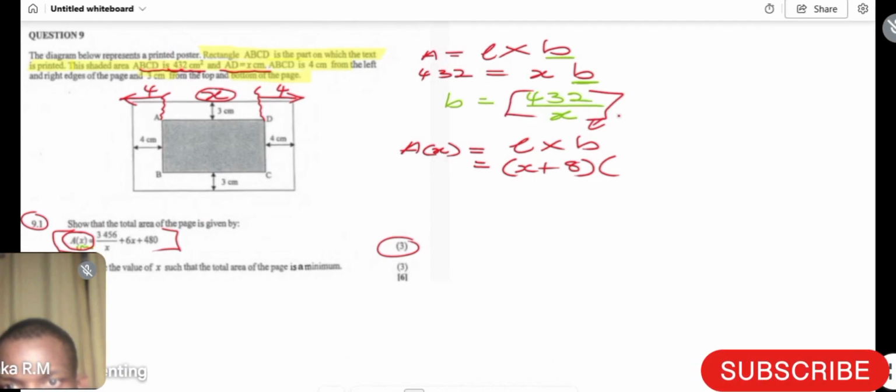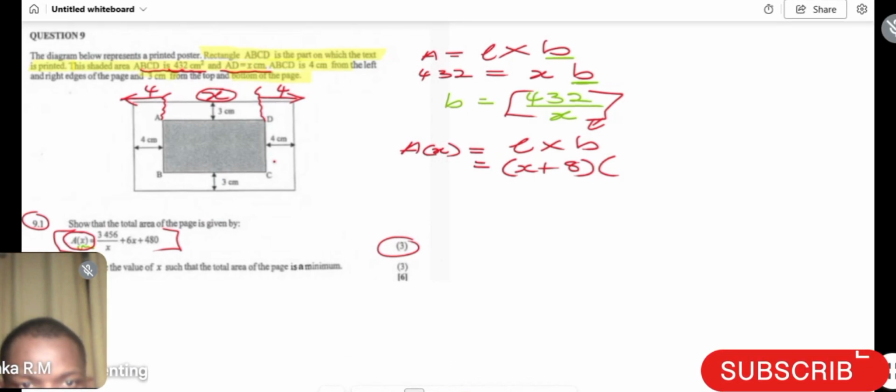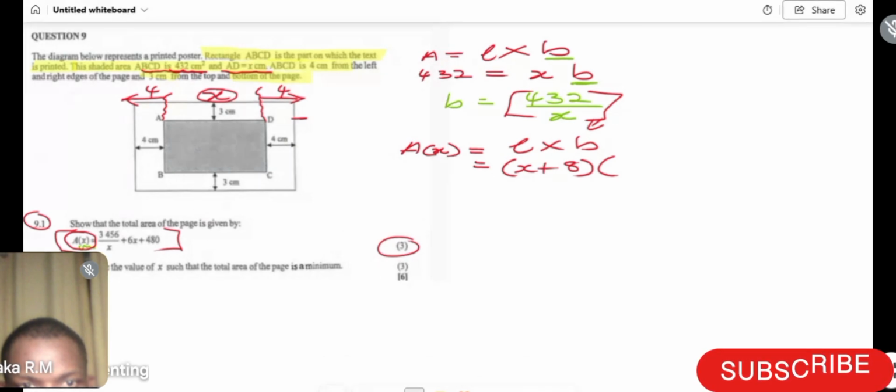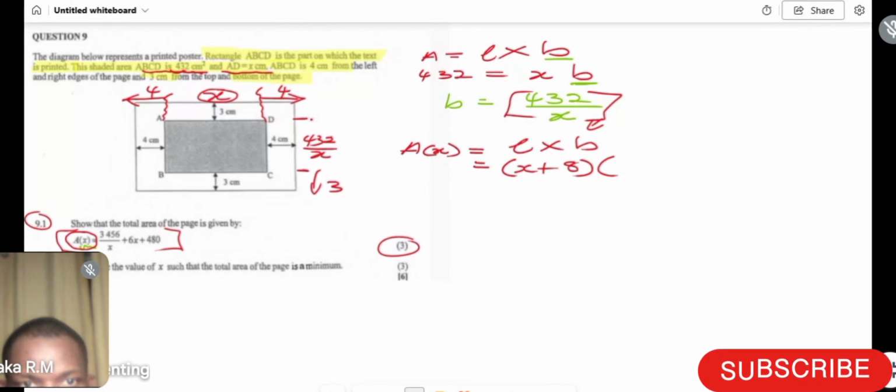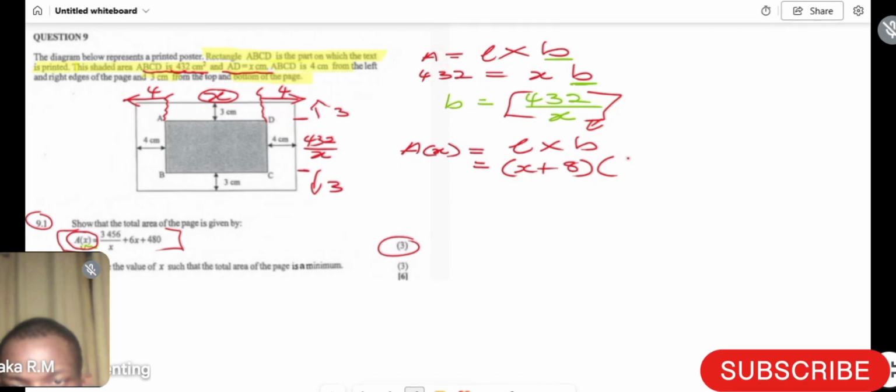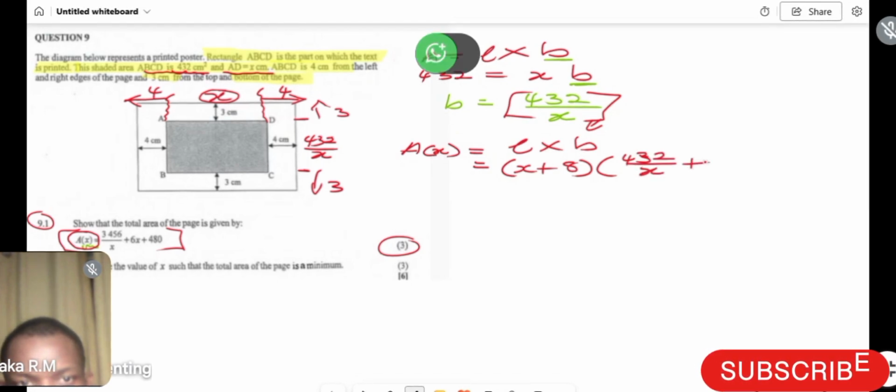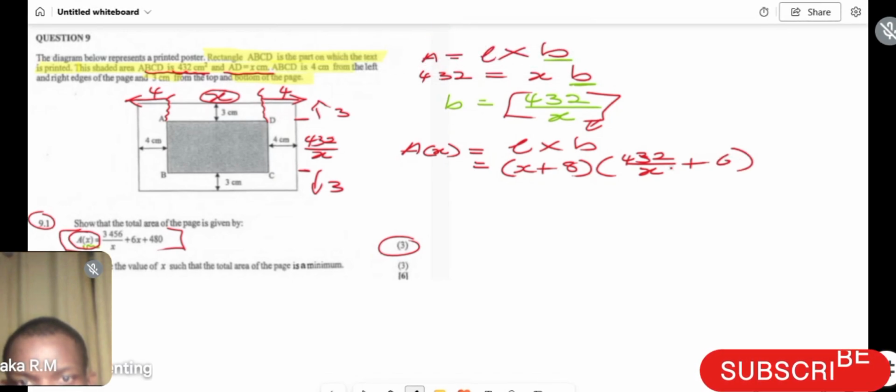Also we now have to write the breadth. We had solved for b. We are told that the shaded part was in between the page, 3 centimeters from the bottom and 3 centimeters from the top. So we will use the breadth that we've left out there, which is 432 over x, and then we add the 3 and the 3, which will be 6.